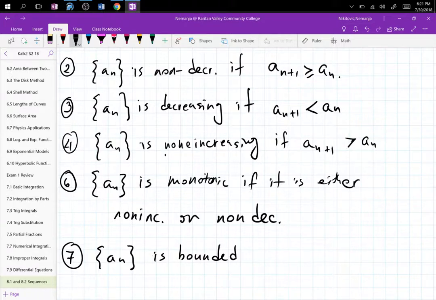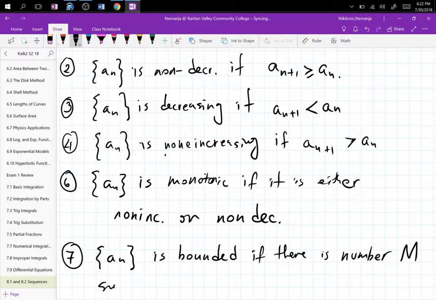if there is a number M such that the absolute value of a_n is less than M. Good. So those are some rules, and now let's take a look at some problems.